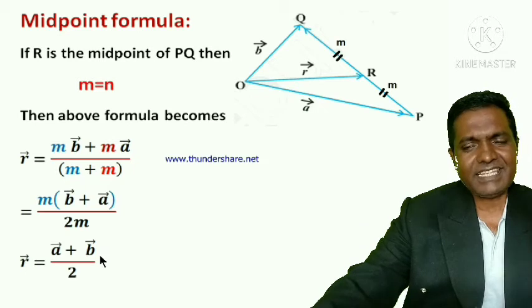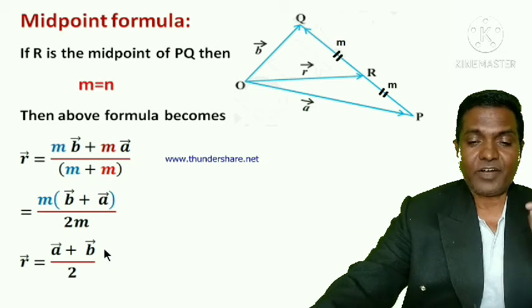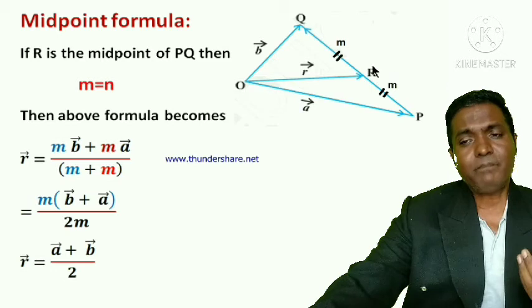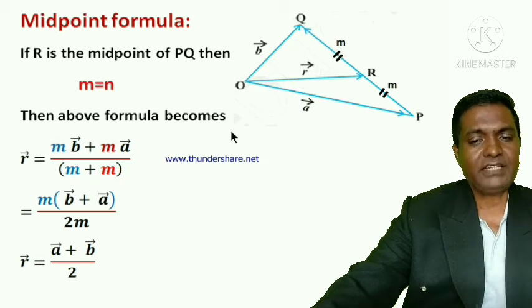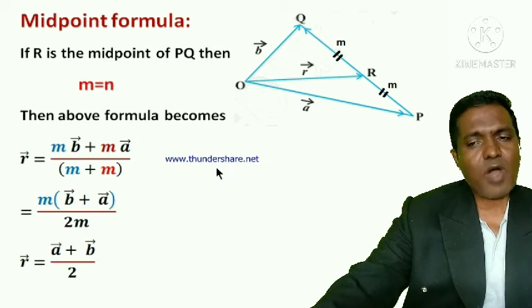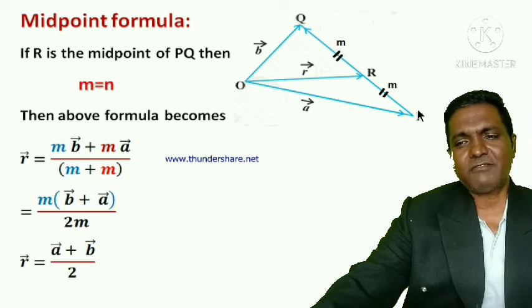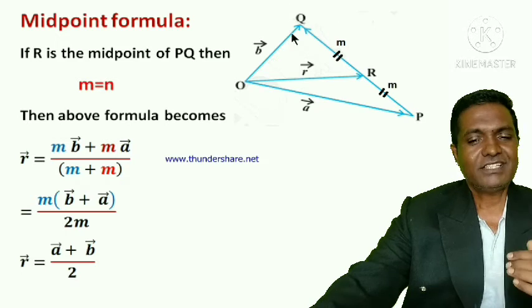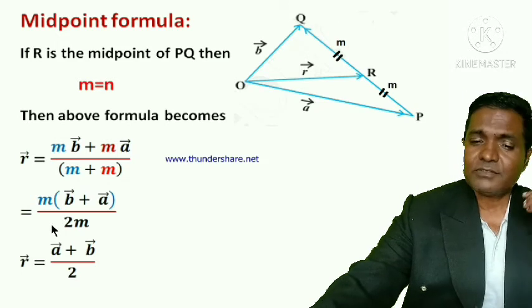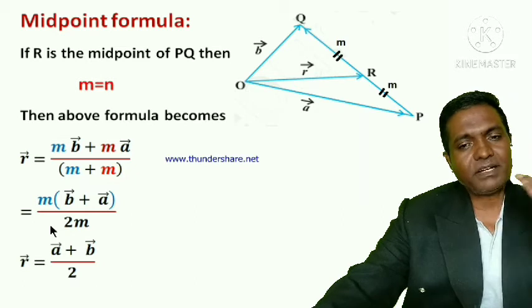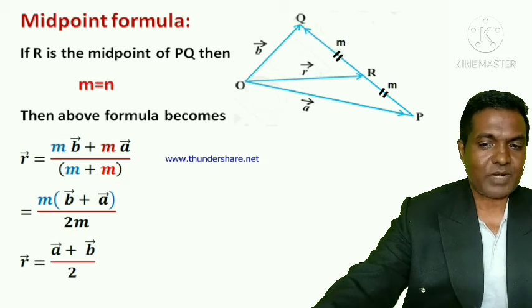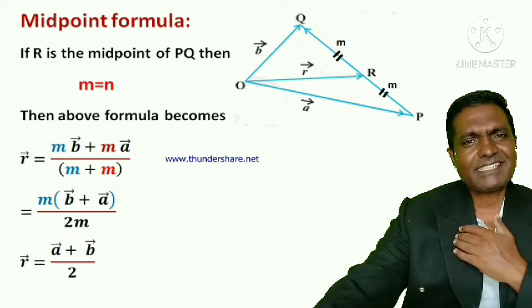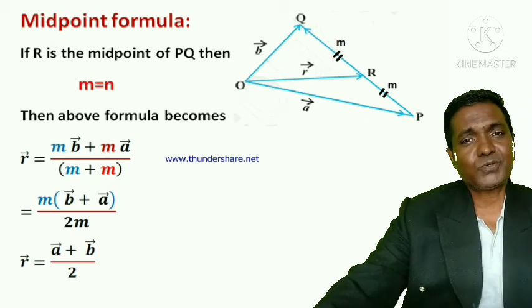So this is the midpoint formula, meaning the position vector of the midpoint of the vector joining 2 points P and Q, where a and b are the position vectors of P and Q. So remember, this is also very important, but this is a particular case of the previous internal division formula. Now we'll discuss many examples on this to get the concept clear.